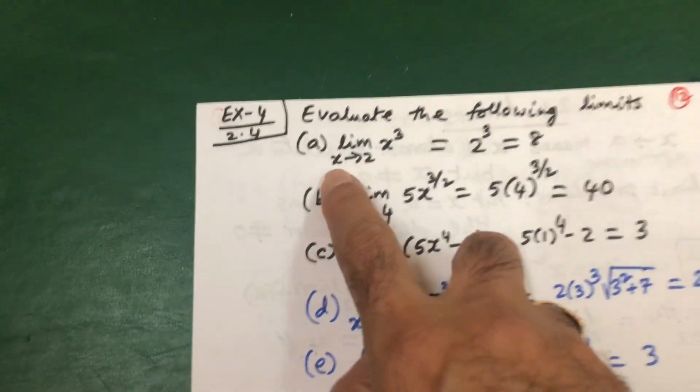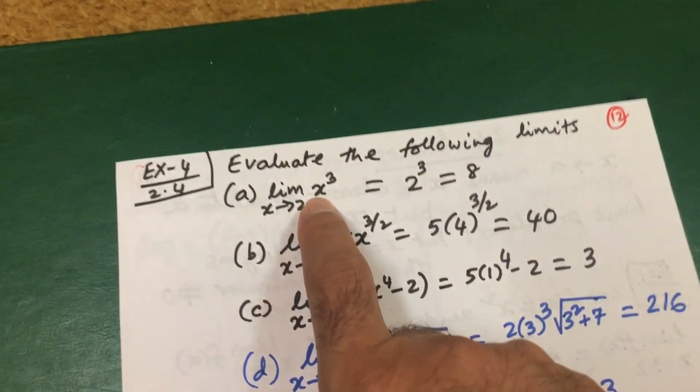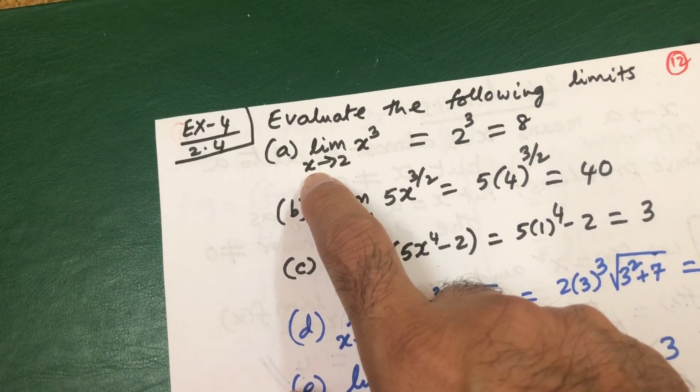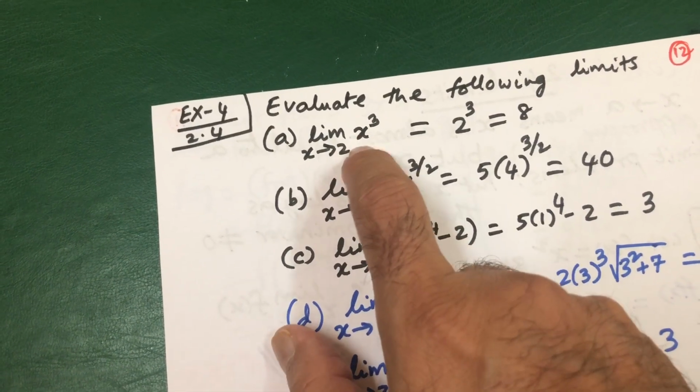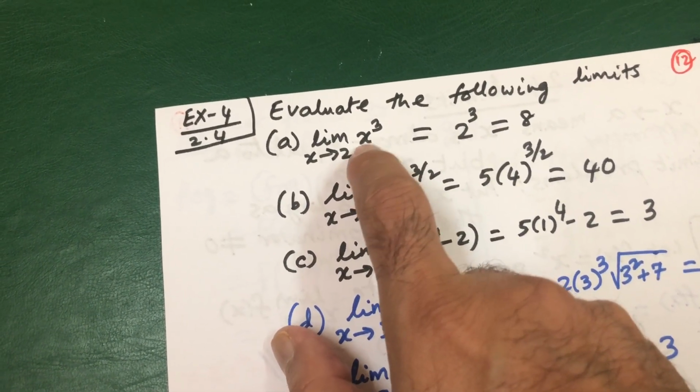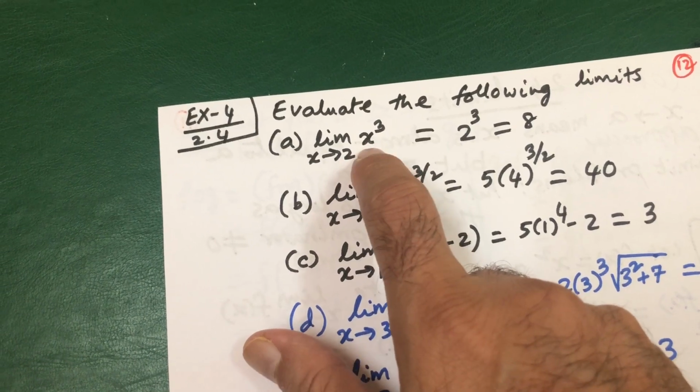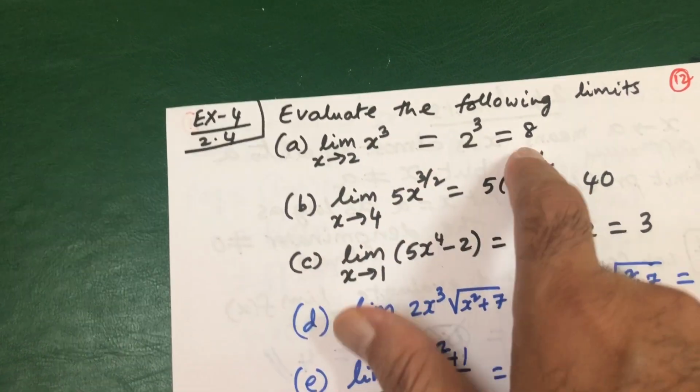Evaluate the following limits. Limit x tends to 2, x cubed. How to do a limit problem? Simply put x equal to 2 as long as the denominator is not equal to 0. There is no denominator here, so simply write 2 cubed, which is 8.